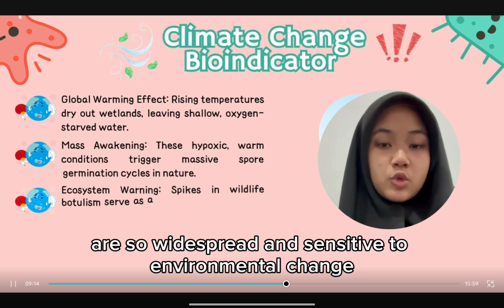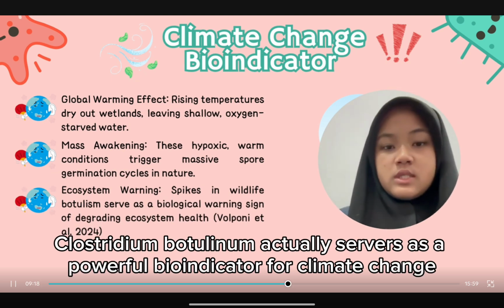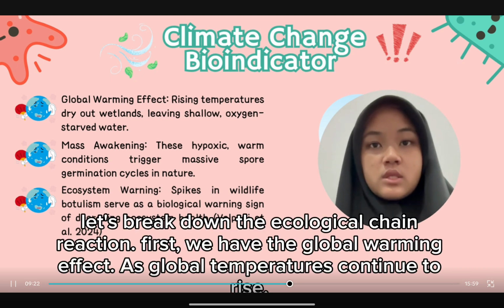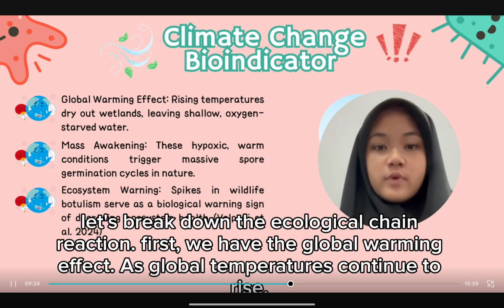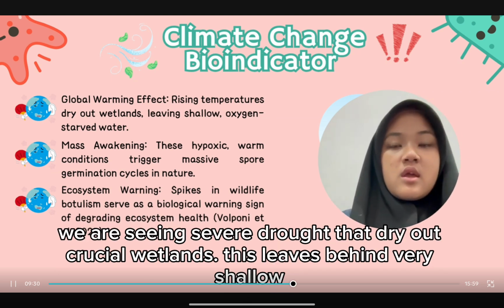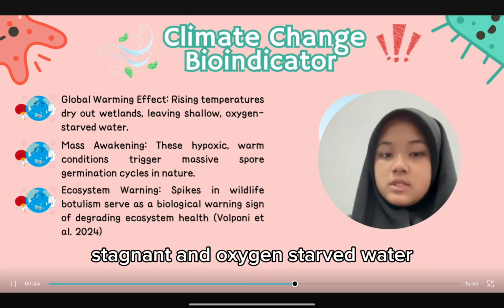Because these spores are so widespread and sensitive to environmental change, Clostridium botulinum actually serves as a powerful indicator for climate change. Let's break down the ecological chain of reasoning. First, we have the global warming effect. As global temperatures continue to rise, we are seeing severe droughts that dry out crucial wetlands. This leaves behind very shallow, stagnant, and oxygen-starved water.